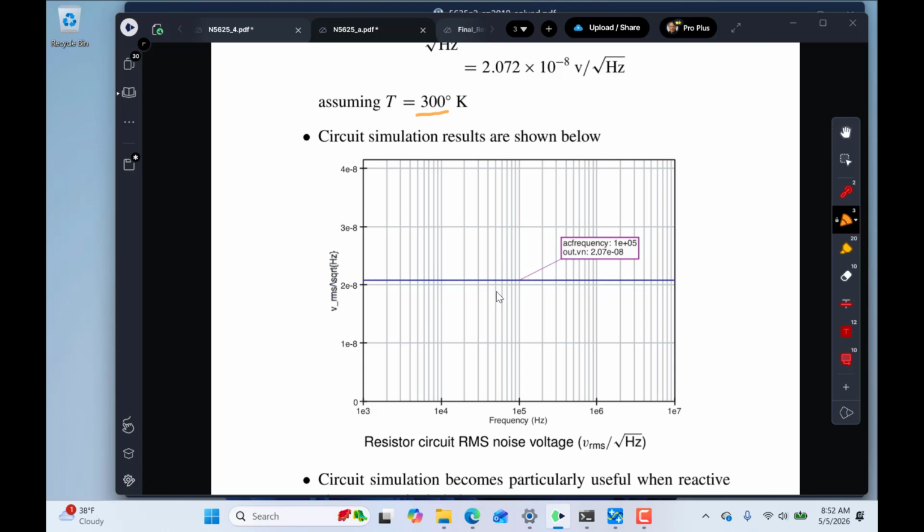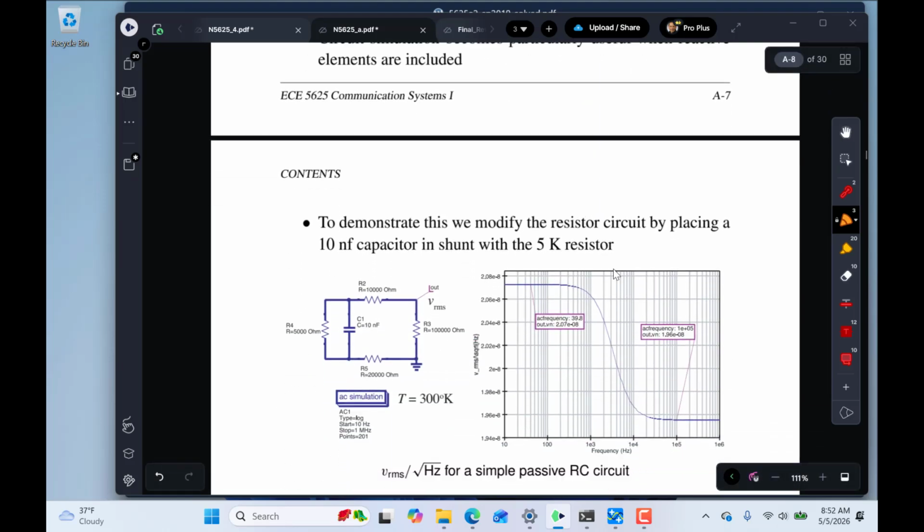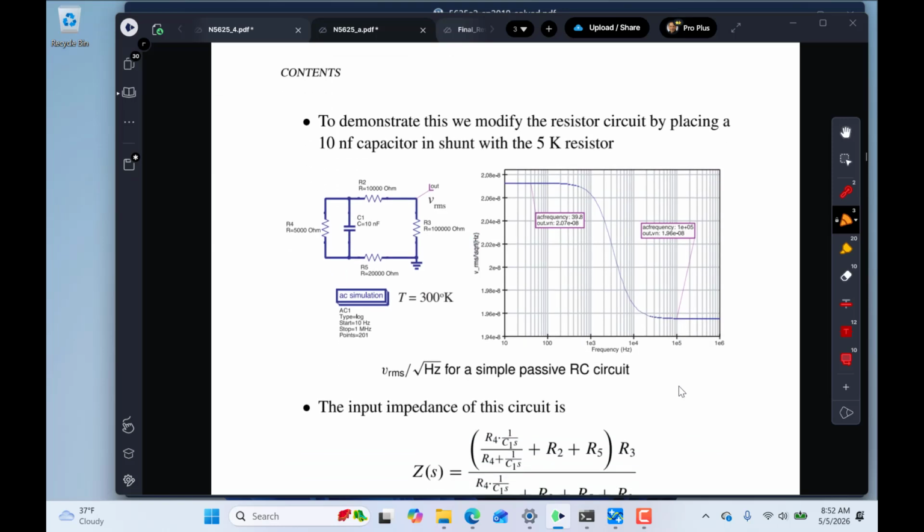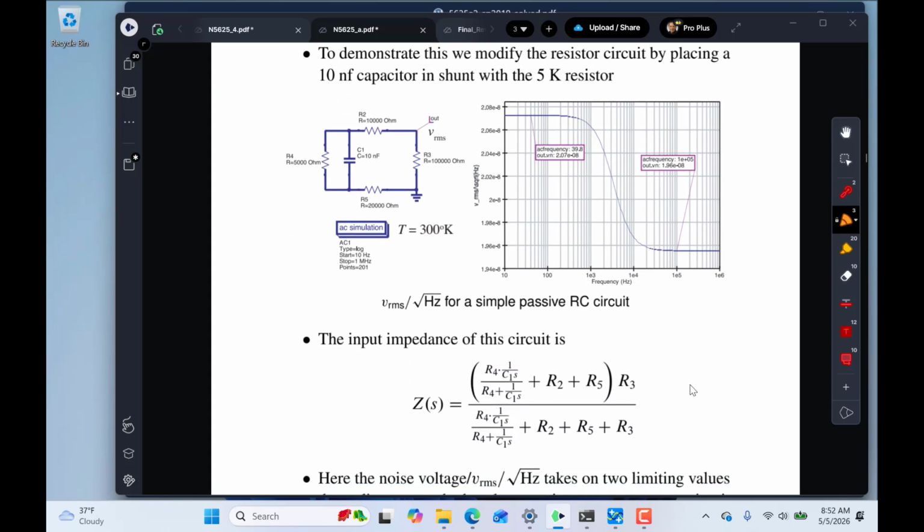So here's what it gives me in the plot window. It's just going to give me flat versus frequency. This value, 2.072 times 10 to the minus 8. If you put a reactive element in, like a capacitor, let's say, now you're going to be able to have some real part of the impedance be a function of frequency, and then if you sweep it out, you'll just see that it's going to change. There's going to be more noise at some frequencies than the other.